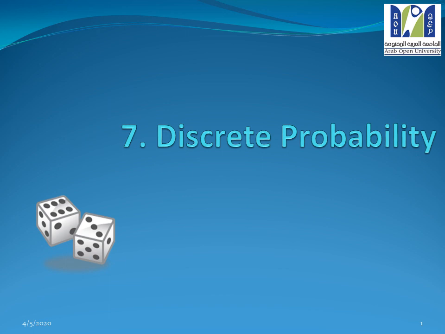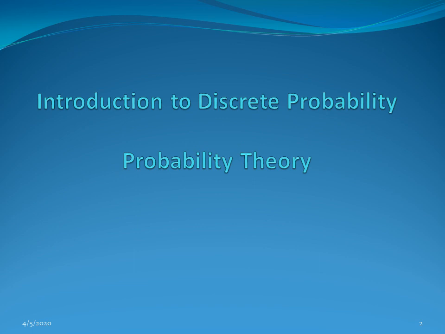In this tutorial we will cover chapter 7, which is Discrete Probability. Of course, when you discuss probability you can talk about continuous probability theory or discrete probability. We are interested in discussing discrete probability, and we will use some of the ideas we learned from counting to calculate probabilities.